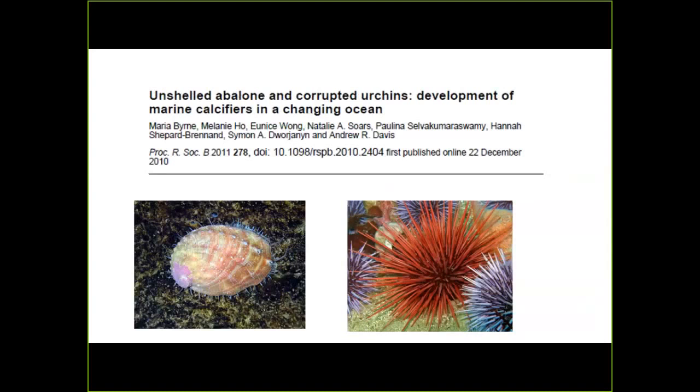And here's another study, unshelled abalone and corrupted urchins. Development of marine calcifiers in a changing ocean. So again, a lot of work. Abalone is another commercially important species on the West Coast, very, very important, a lot of money tied up there. So the West Coast people are very concerned, and they're already seeing effects on their aquaculture. Aquaculture is having more and more problems out on the West Coast in particular because the pH problem is even worse out there than it is on our coast. And sea urchins have some commercial value too because the sea urchin gonads are pretty valuable. So again, a lot of the research is focused on things that have some commercial importance. Okay.